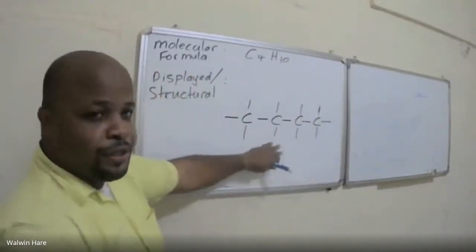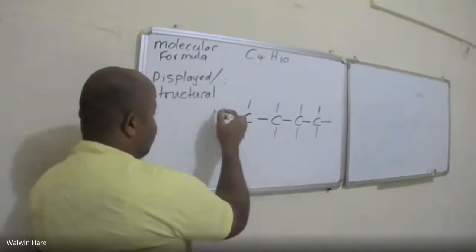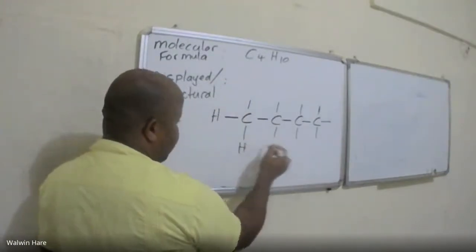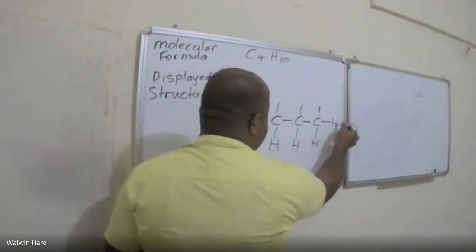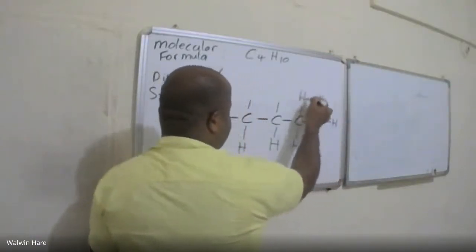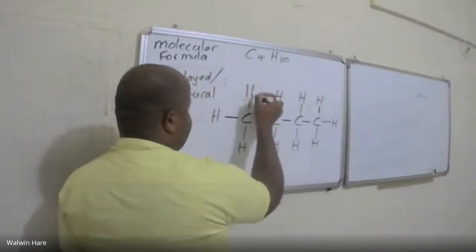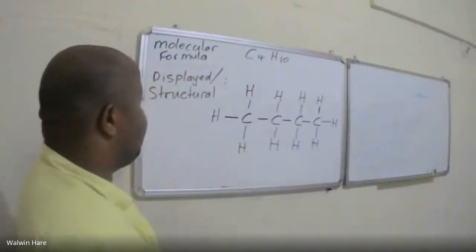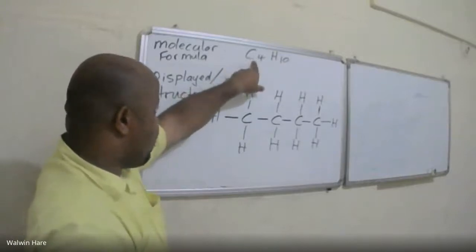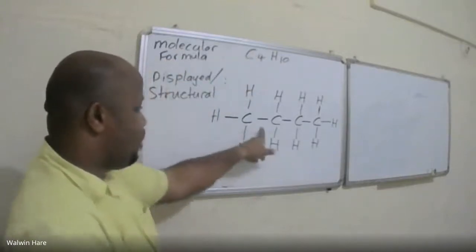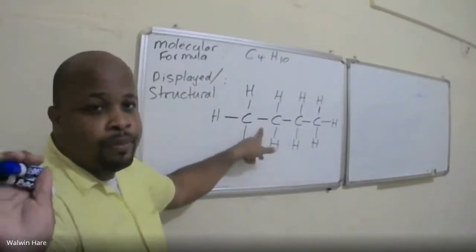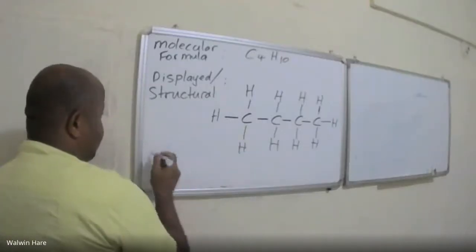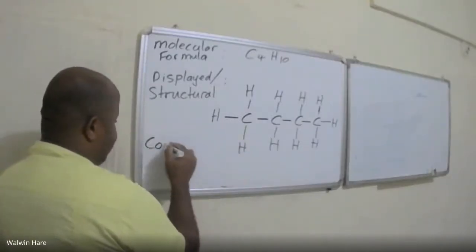Now, once you finish this, you will put hydrogen at the end of every line. So at the end of the lines, you put your hydrogen. All right, and so this is the molecular formula. This is the displayed formula. Everybody good? Any question? No, sir. All right. So let's draw the condensed formula now.